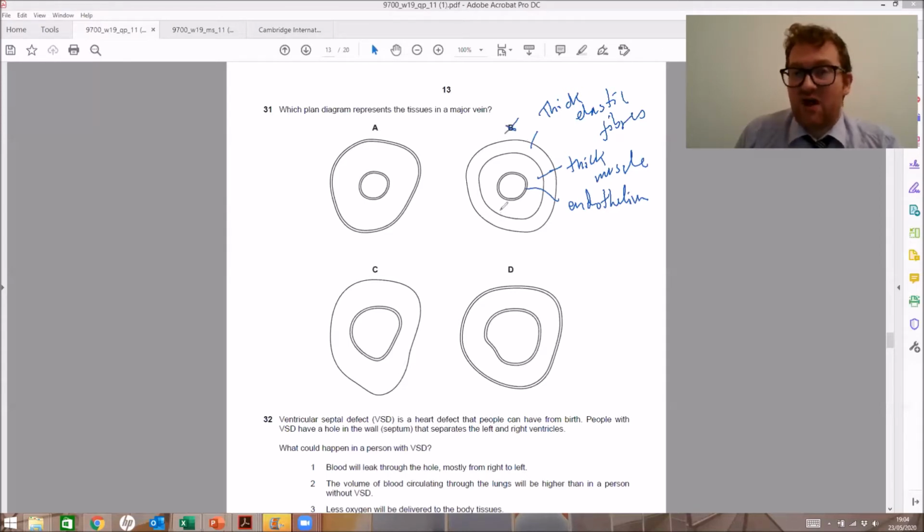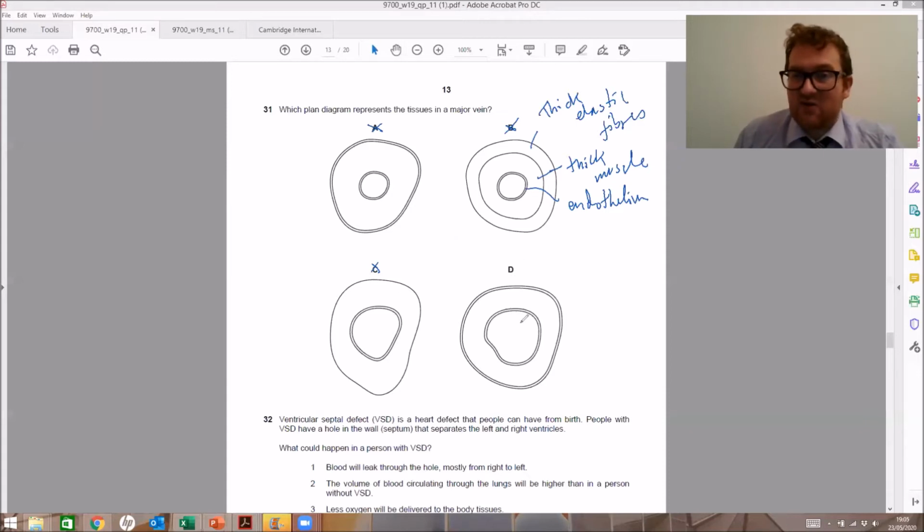However, we're not asking for an artery, we're asking for a vein. Option A has a very thick layer of muscle and a thin outer layer of elastic fibers and a small lumen. So this is definitely inaccurate. The vein does not contain a thick layer of muscle, so option A is incorrect. Option C is also incorrect because although it has a larger lumen and it has an endothelium, it has a muscle layer, but it doesn't contain any elastic fibers. So without any elastic fibers present, option C is incorrect.